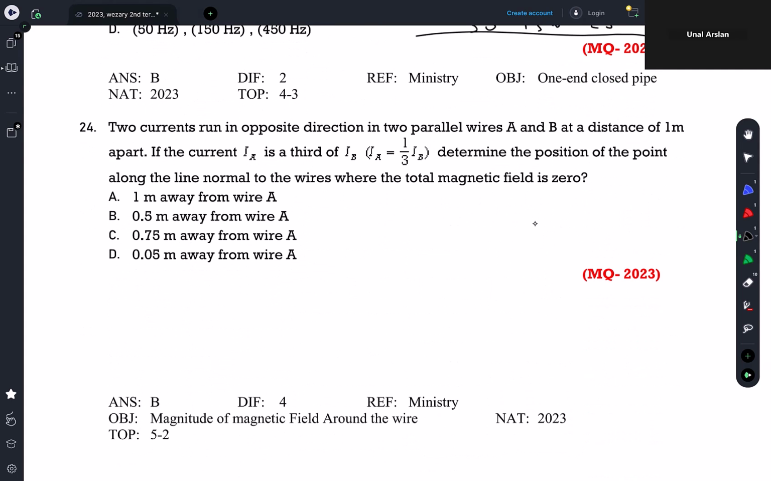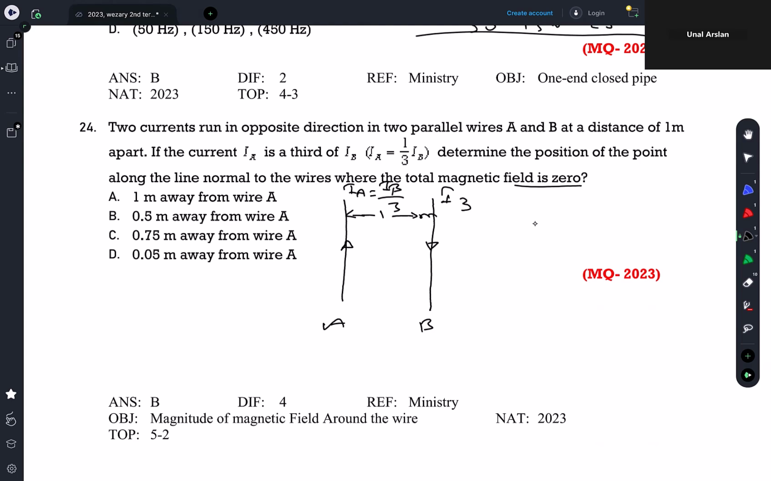Two currents run in opposite directions in two parallel wires A and B at a distance of 1 meter apart. If the current of A is 1/3 of B, determine the position of the point along the line normal to the wires where the total magnetic field is 0. This is the chapter question. Two wires carry current in opposite directions. One of them is shaded up to the page, the other one shaded down to the page. Wire A, wire B. Wire A has a current of IB over 3. This is IB. And the separation between them is 1 meter.